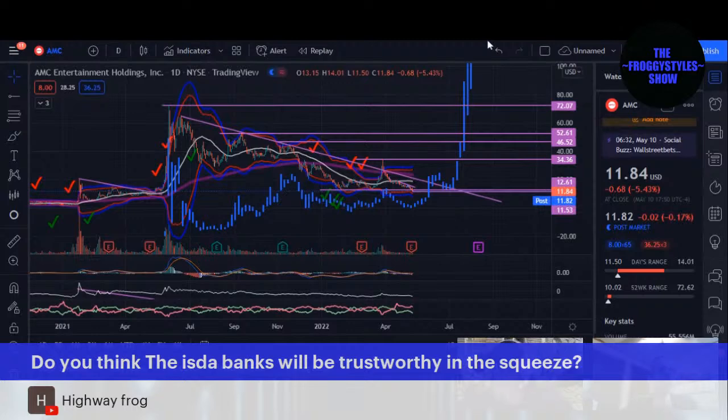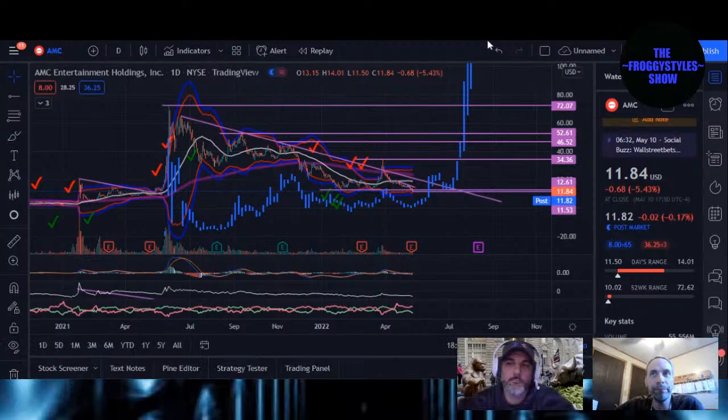Highway Frog says, do you think ISTA banks will be trustworthy in the squeeze? Definitely not. That's why Bigums was talking about getting out of ISTA banks. You can't trust them. They take your money and it disappears instantly, and somebody's got it. So they're definitely part of the problem.